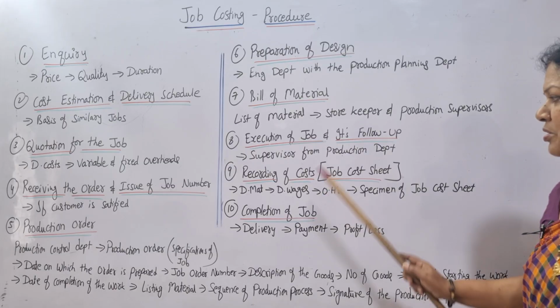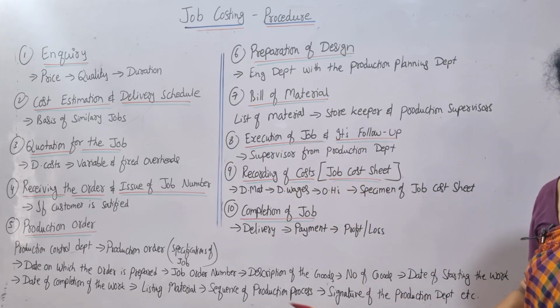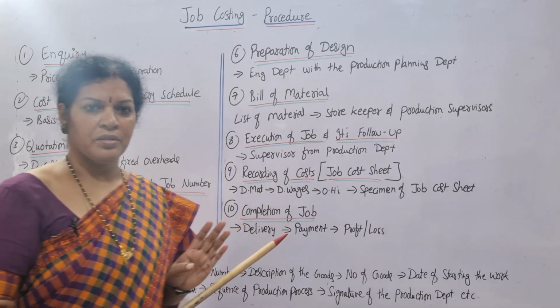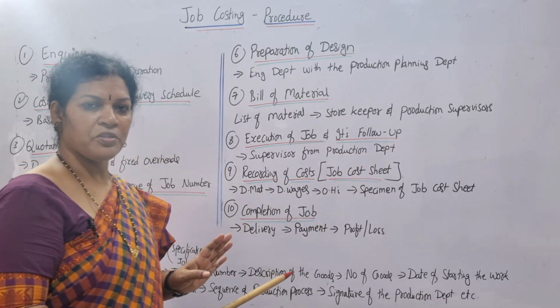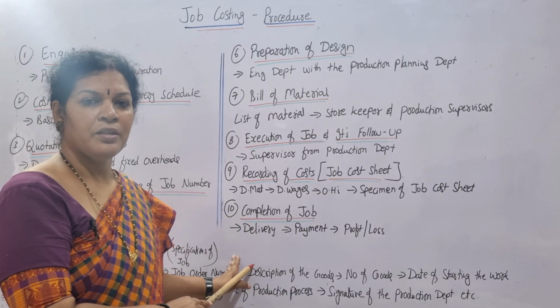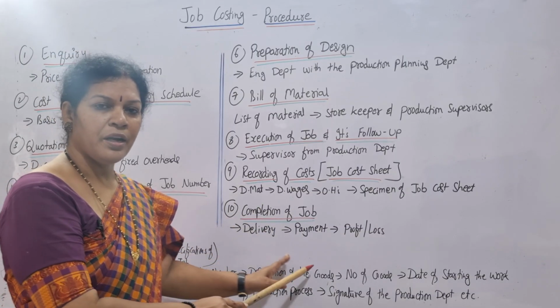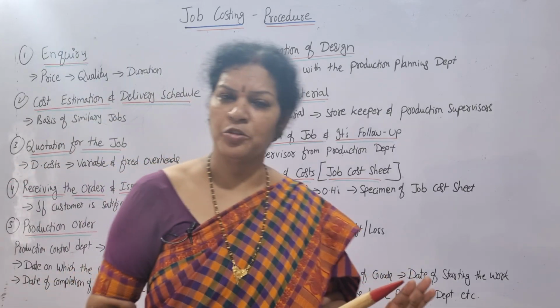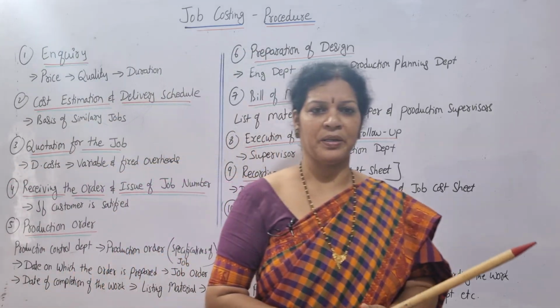How much is the cost? So we consider all the things, how much we spent and all these things. According to that, we'll get the job cost sheet, and according to the job cost sheet you will get the information. Then lastly, completion of the job means nothing but first we have to deliver and take the payment and go for the profit or loss. Simple 10 steps, easy to remember, but very important topic.